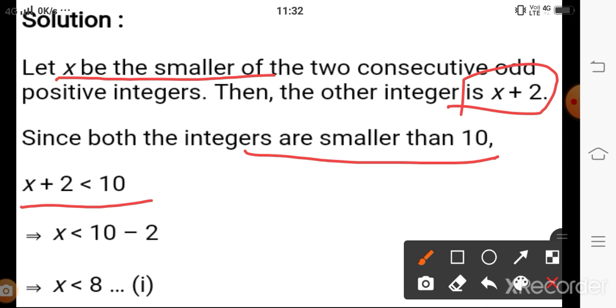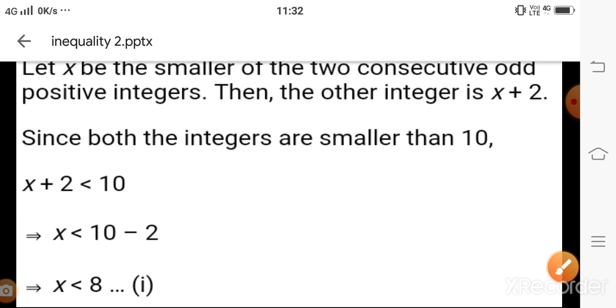We are not taking x is less than 10. We are considering this because x plus 2 is greater than x, and if x plus 2 is less than 10, it means that x is always less than 10. On solving this inequality, we are getting x is less than 10 minus 2, means 8, x is less than 8. X should not be more than 8. This is the first value we are getting here.